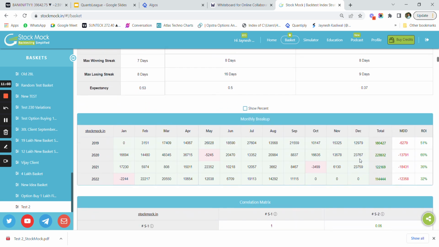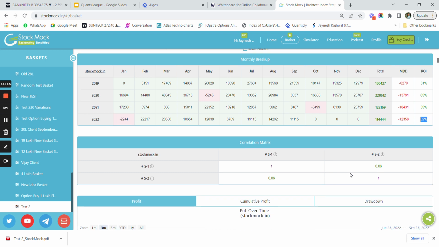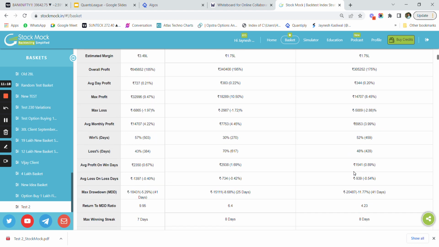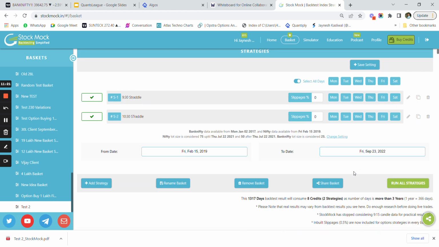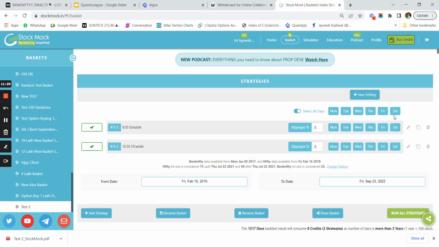So overall, if you see, there have been only 3 red months till now in the strategy, and you can clearly see that the strategy is giving me 32% returns per annum consistently, right? So this is a strategy where you should be putting your money, and as a beginner this is a very good strategy. Let's now not run this on Saturday.